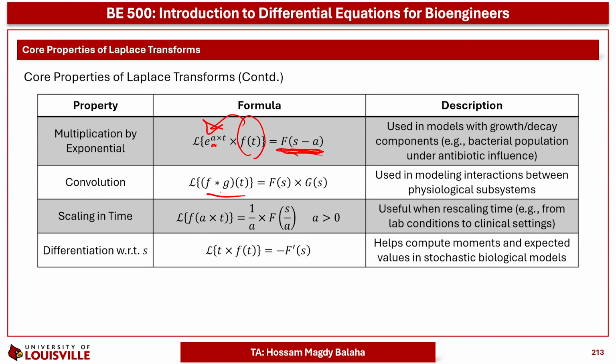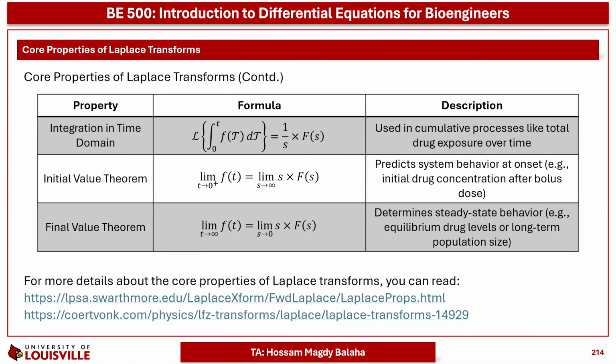If you have convolution, then you can simply convert it to Laplace transform by multiplication. Also scaling, if you have a function with a as a constant more than 0 multiplied by t, then the corresponding Laplace transform will be 1 over a multiplied by f of s over a. Also differentiation, if you have a function of t multiplied by t, the Laplace transform will be negative the first derivative of f of s, and this will help compute moments and expected values in stochastic biological models. And for integration, if you have integration from 0 to t, then the corresponding Laplace transform will be 1 over s multiplied by f of s.